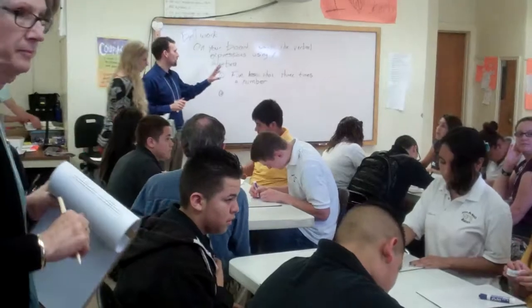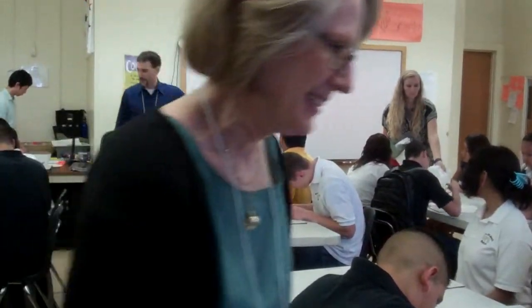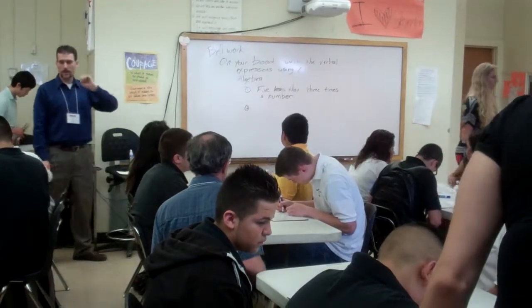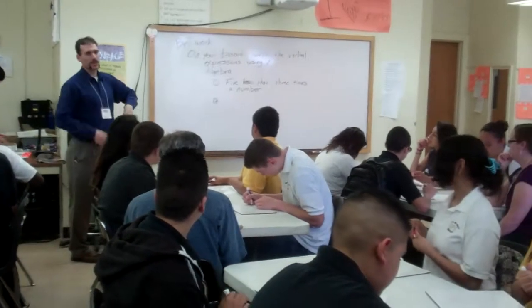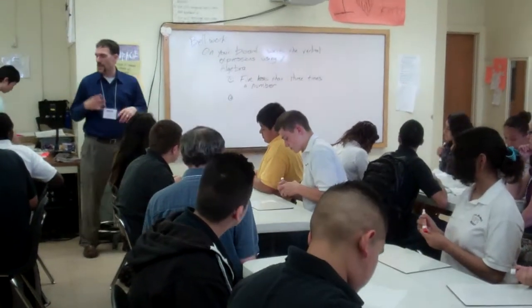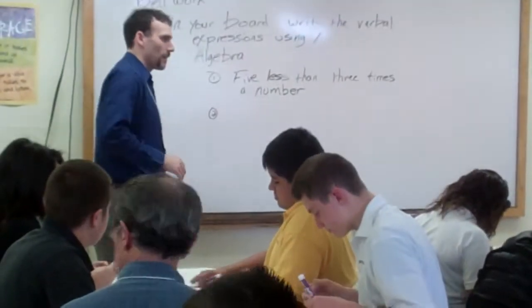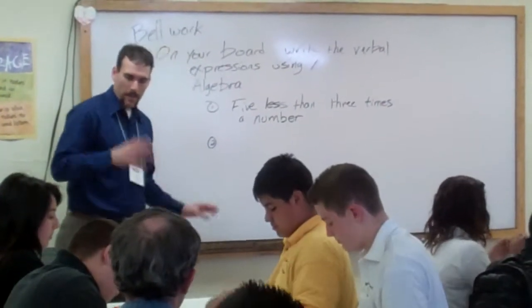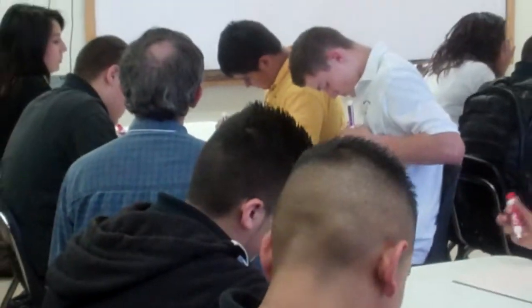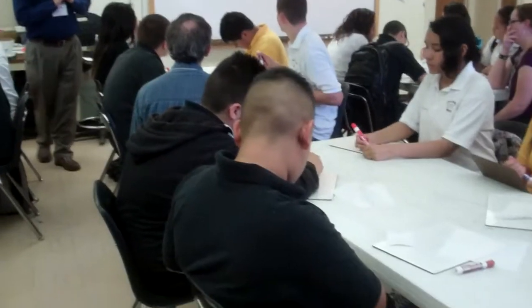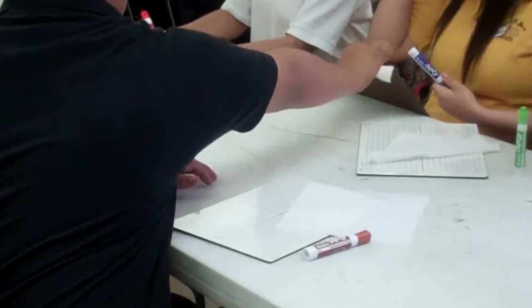So what I'd first like to do is a couple of bell word problems. I put the first one up here. I'd like you on your whiteboards, using your markers, to write this verbal expression using algebraic symbols and letters and operations. We'll go through and talk about who has what, compare and contrast, and get a consensus. To start, we're going to do 5 less than 3 times a number. See what you can do.